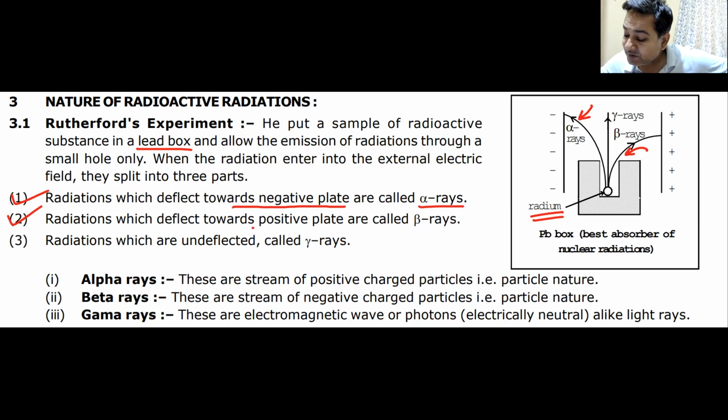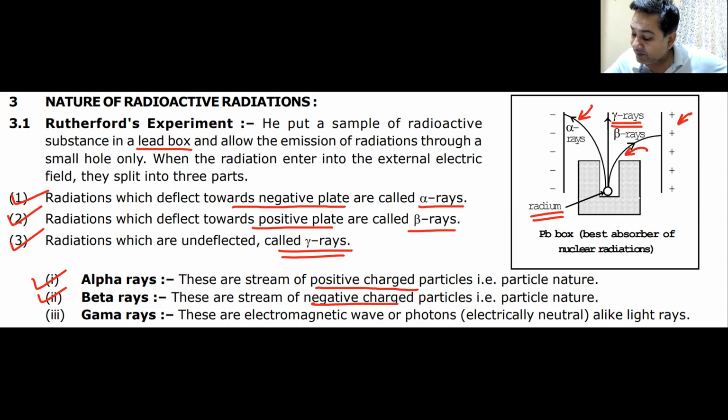Then there is something which is deflecting towards the positive plate, which is known as the beta rays. Do we see this? Yes, sir. Then we have an undeflected radiation, which is known as the gamma rays. So three types of radiations are emitted.